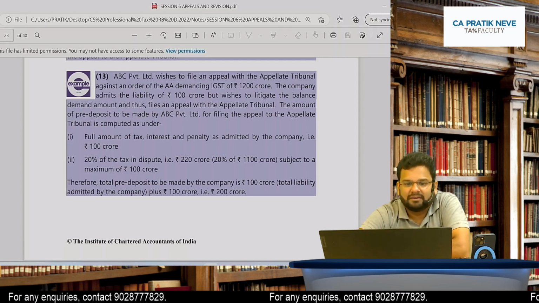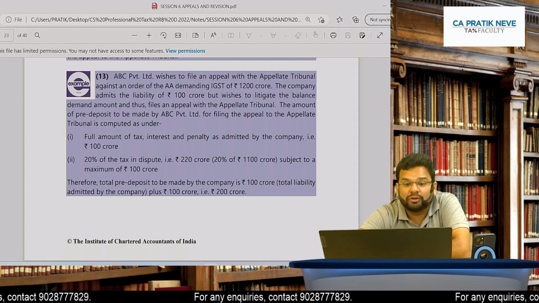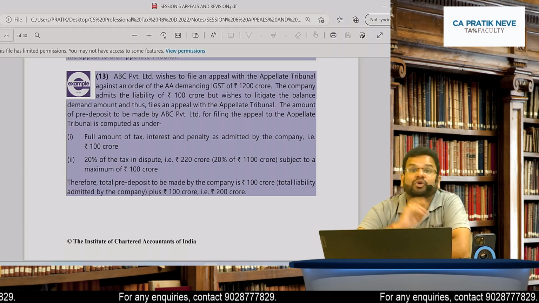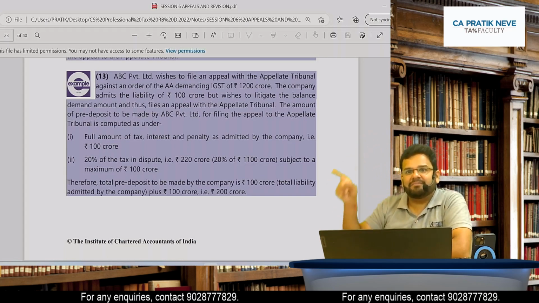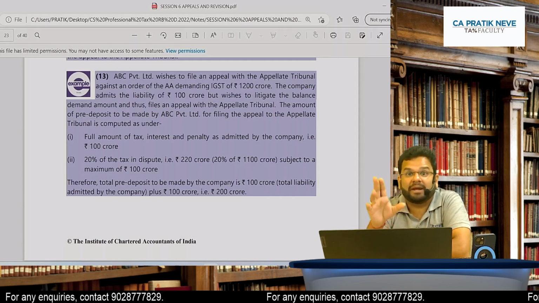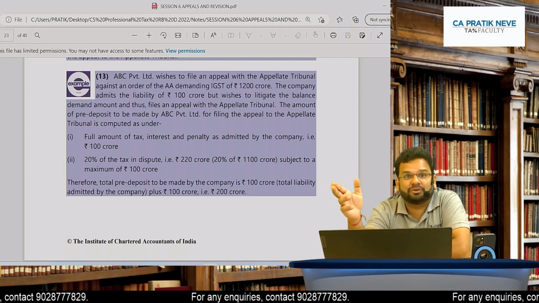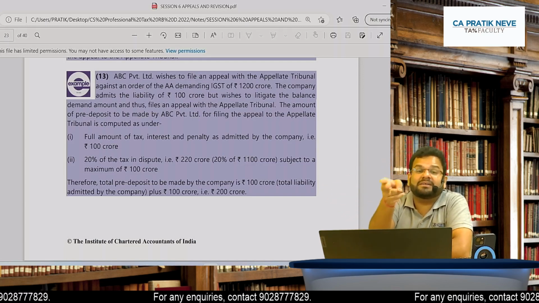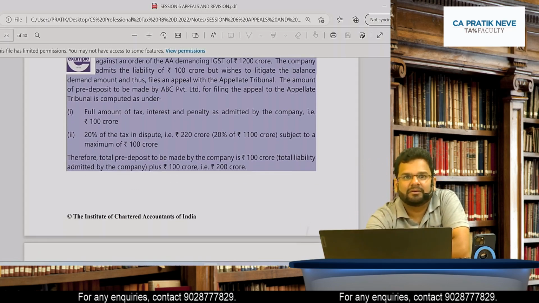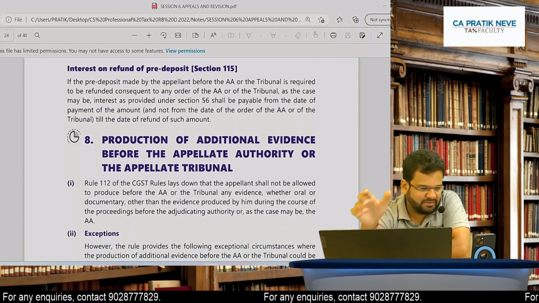So that is 220 crores, but it cannot exceed 100 crores. So pre-deposit finally will be 200 crores. What you have admitted plus the one which is in dispute. Mind you, one very important point: that limit of 100 crores is for what is under dispute. What you have accepted, there is no limit for that. So overall you will pay here 200 crores. I hope it's clear to all of you.